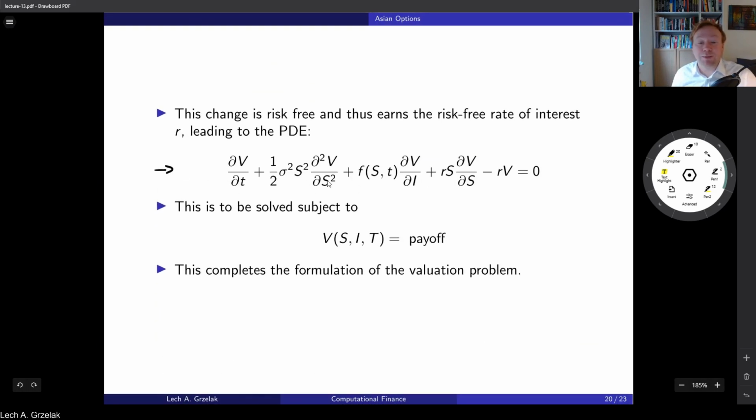So we see that this PDE is a little bit more complicated than we had for pricing of European options, because we have this additional dimension that has to be taken care of. And this can be solved subject to the terminal condition, where the value of our derivative is some kind of payoff. So this payoff you can choose depending on whether you have a floating strike or fixed strike. This is something that was discussed a few slides before.